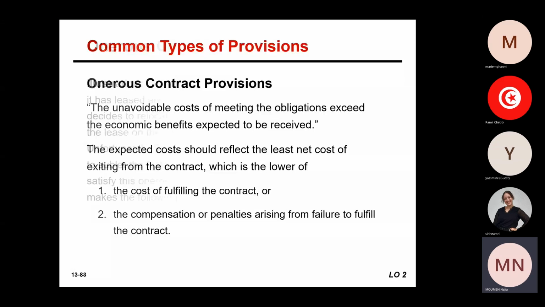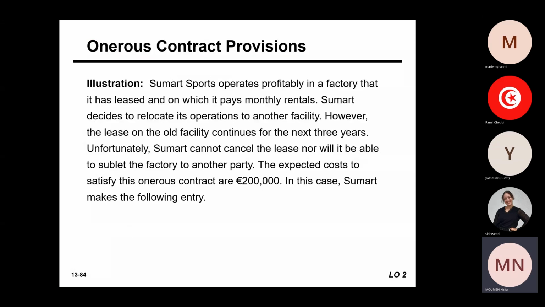We have an example here, okay? Smart Sport operates profitably in a factory that it has leased and on which it pays monthly rentals. Smart decided to relocate its operation to another facility. However, the lease on the old facility continues for the next 3 years. Unfortunately, Smart cannot cancel the lease, nor will it be able to sublease the factory to another party. The expected cost to satisfy this onerous contract is 200,000 euro. In this case, Smart makes the following entry.